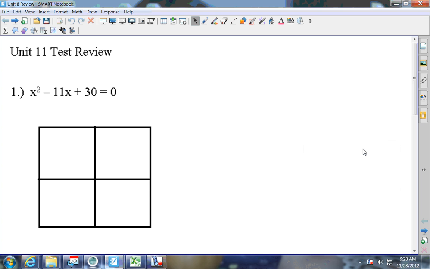This is a review for finding solutions to quadratic equations. Okay, first off, on the first problems that we have, it's asking us to solve these by factoring. That's going to be important on your test, is you're going to have to solve it by the way it's asking you. So you're not going to be able to just choose one way and only do one way. You have to show me you're able to factor.